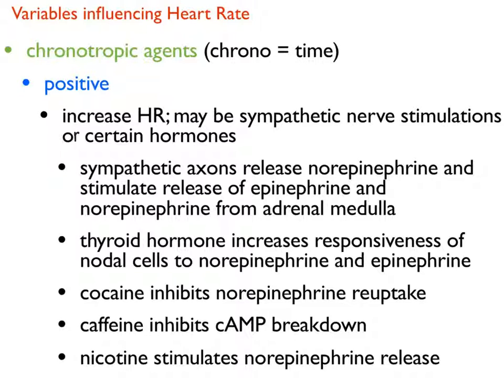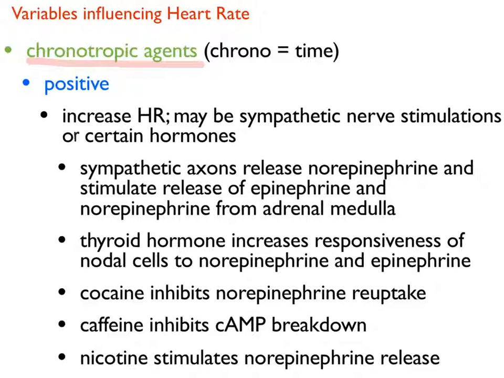So let's look at some variables that affect the heart rate. Here we call these variables chronotropic agents. Okay, so chronotropic agents, chrono means time, and they can be positive or negative. Positive ones are going to increase heart rate, and they can be either sympathetic nerve stimulations or certain hormones. With the nerve stimulations, this is where your sympathetic axons would release norepinephrine and stimulate release of epinephrine and norepinephrine from the adrenal medulla.